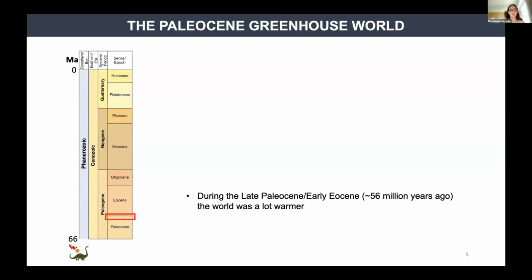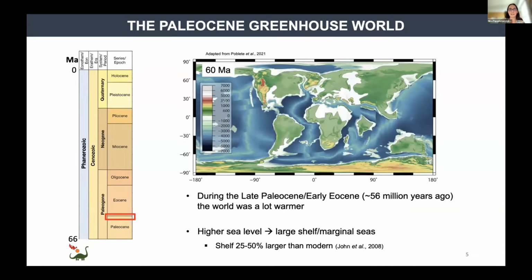We're talking about probably more than 1,000 ppm compared to today's amount. Temperatures were a lot higher. And sea levels were also a lot higher, resulting in this rather changed global outlook. So we've got very large areas of the continents that are basically drowned basins. So the shelf, and this includes marginal seas, was 25 to 50% larger than modern, which creates a lot of areas where this organic carbon burial could have taken place.